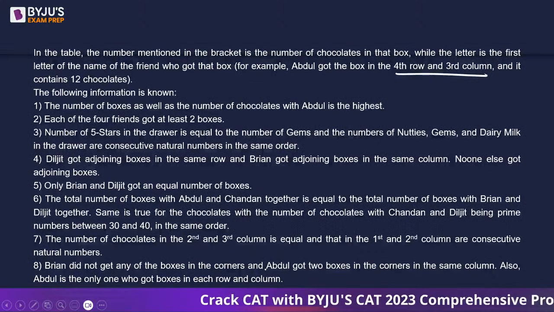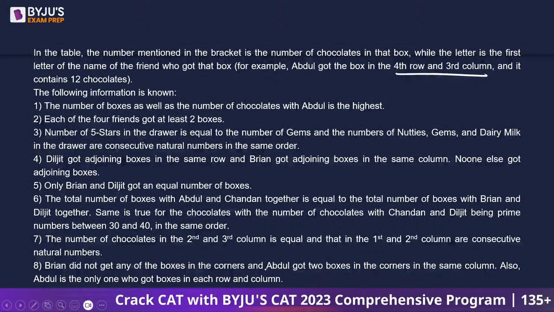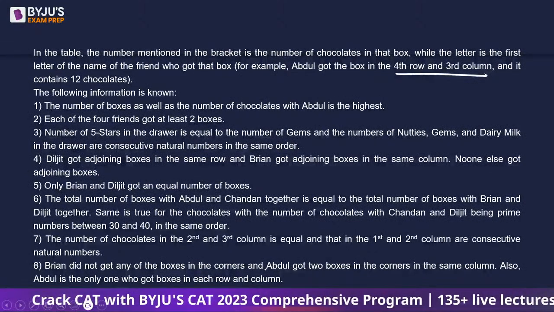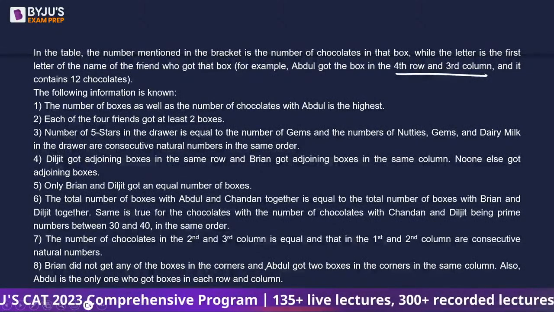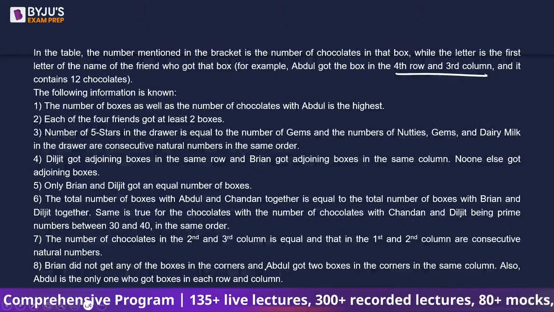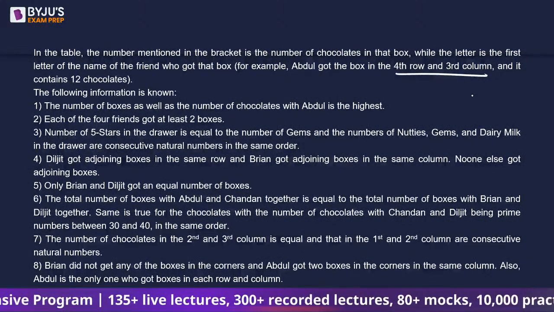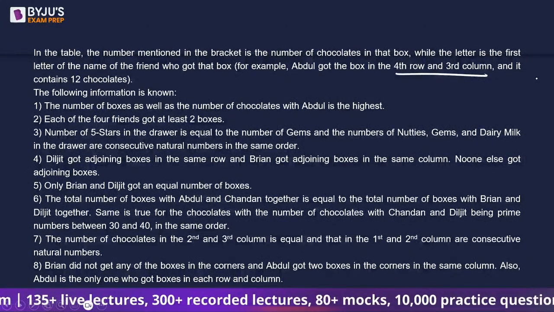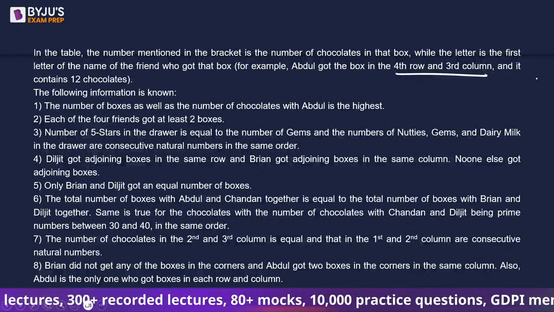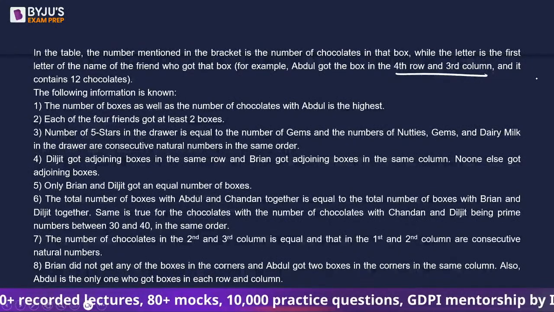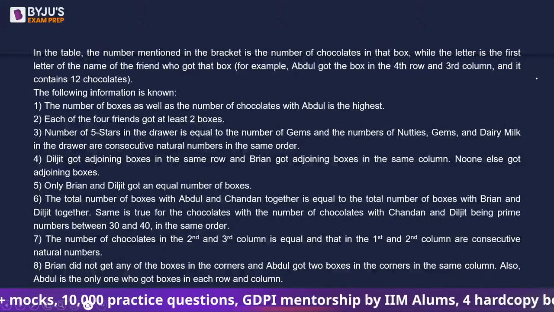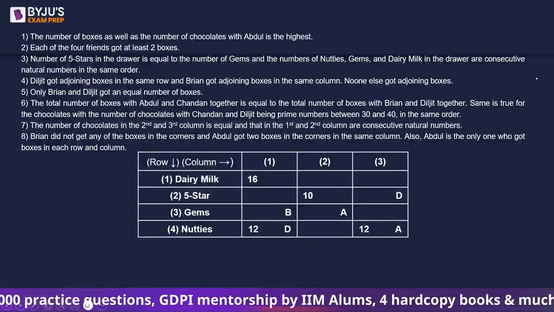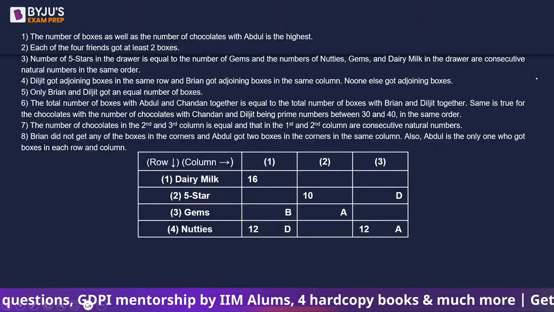The following information is known. The number of boxes as well as the number of chocolates with Abdul is the highest. Each of the 4 friends got at least 2 boxes. Number of 5 stars in the drawer is equal to the number of Gems and so on and so forth. So this is a question which is based on grid along with numbers, right? So it's futile to read every statement. Let's do the analysis. Let's bring everything together on the same slide.